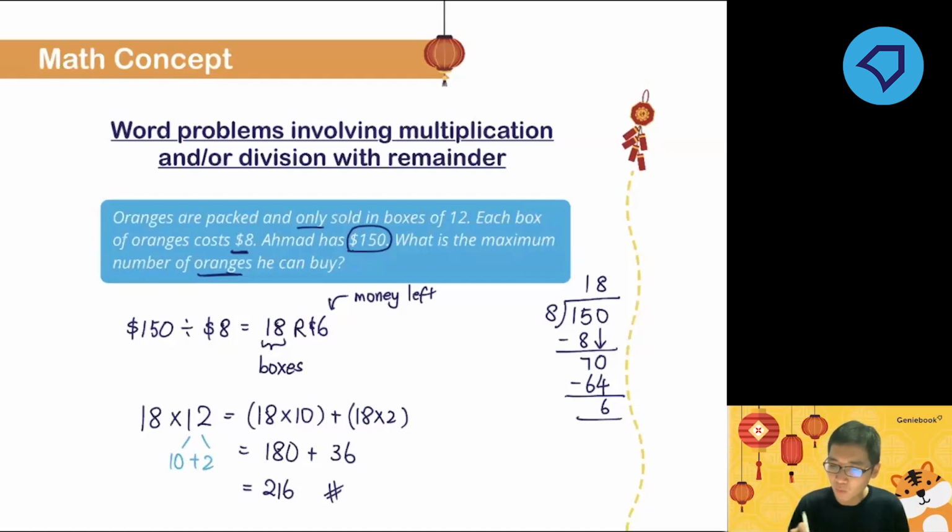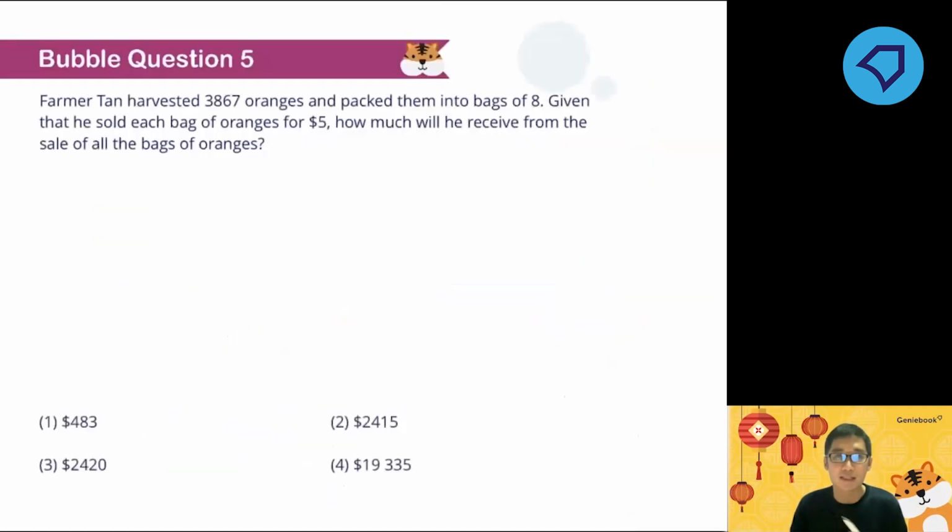I'm going to let you try one bubble question on your own and see whether you can get it. So this is your bubble question 5. It says here that Farmer Tan harvested 3,867 oranges and he'll be packing them, right? So you should know what to do. He'll pack them into bags of 8, after which he'll be selling each bag for $5. How much will he receive from the sale of these bags of oranges? I let you try this on your own. Your 1.5 minutes begins now.